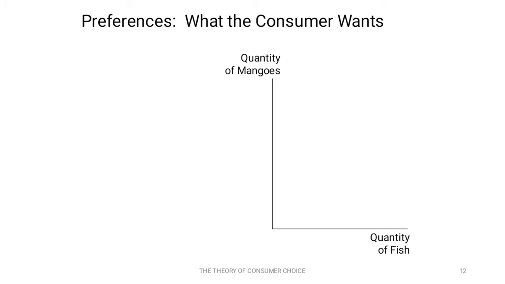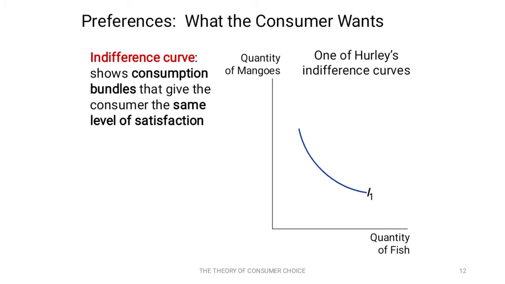Then preferences: what consumers want. The first one was what consumers can afford, and now what do they want? So the indifference curve, the I over here, shows the combinations of consumption bundles that give the consumer the same level of satisfaction.